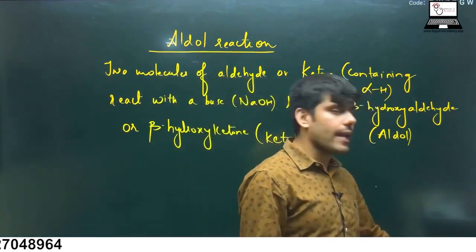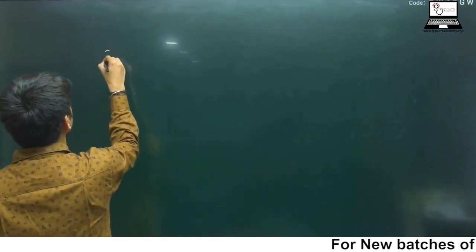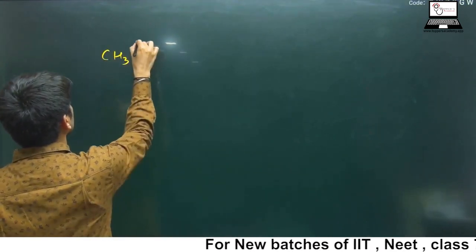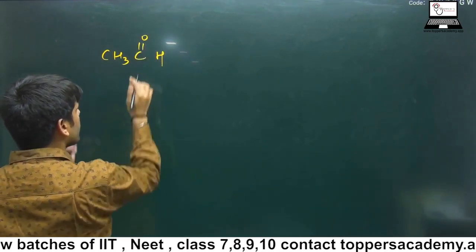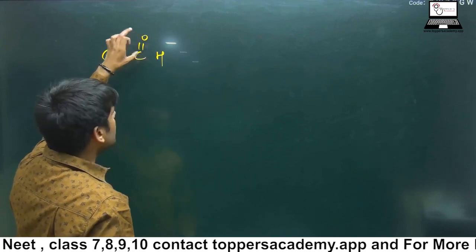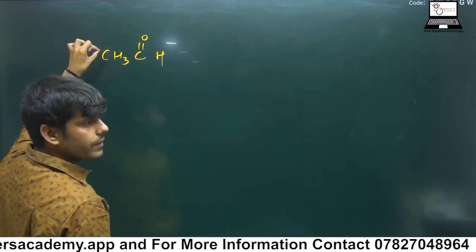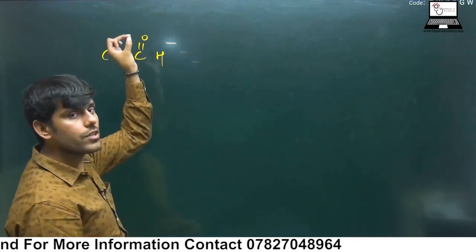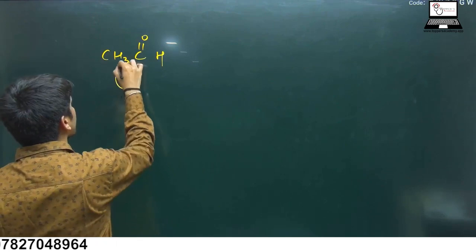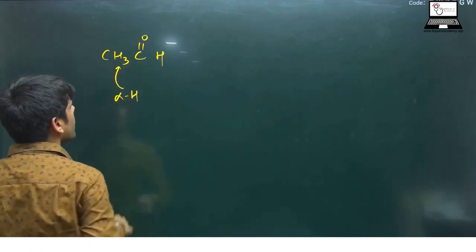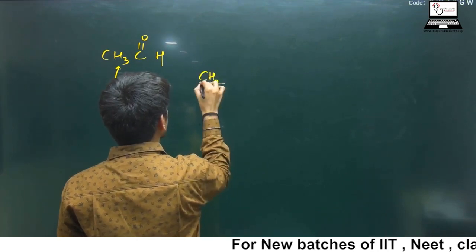So let us see the mechanism of this reaction. So basically, first say I take acetaldehyde. This is my acetaldehyde. Now this is my carbonyl carbon. The carbon adjacent to this carbonyl carbon is my alpha carbon, and the hydrogen attached to this alpha carbon are called alpha hydrogen. So I can easily see it is having alpha hydrogen. So this is my alpha hydrogen.